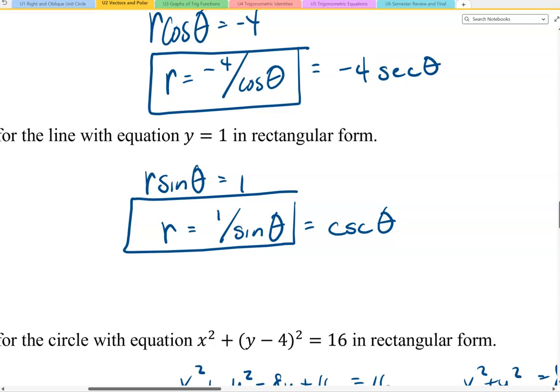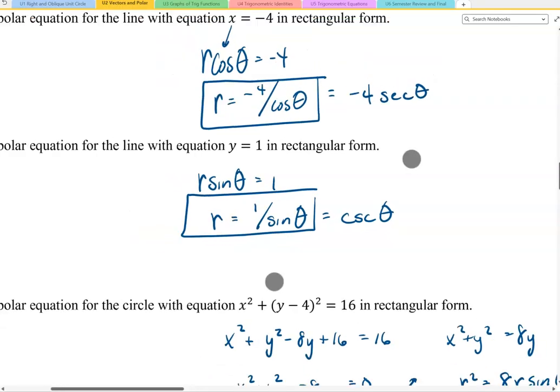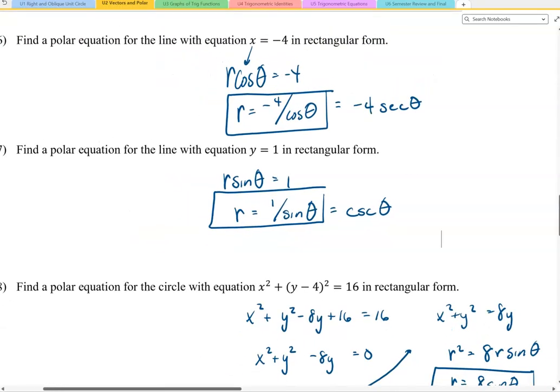The next question is almost identical, except y is r times sine theta equals 1. Divide both sides by sine theta, or rewrite it as cosecant. If we have r equals cosecant theta, that's also going to produce this same equation.